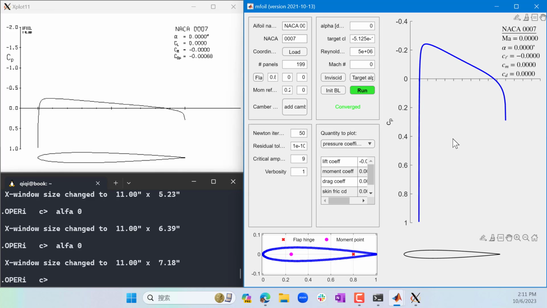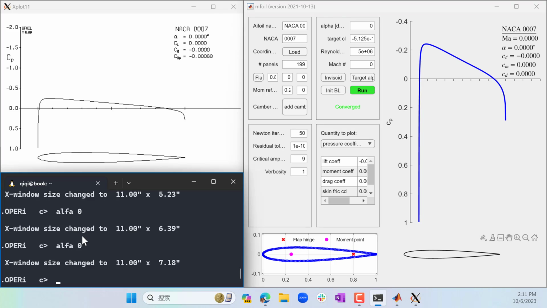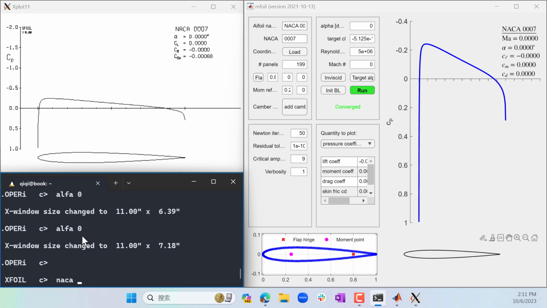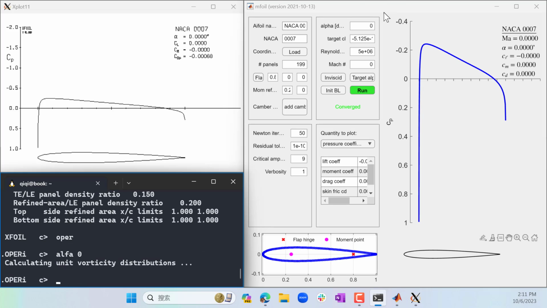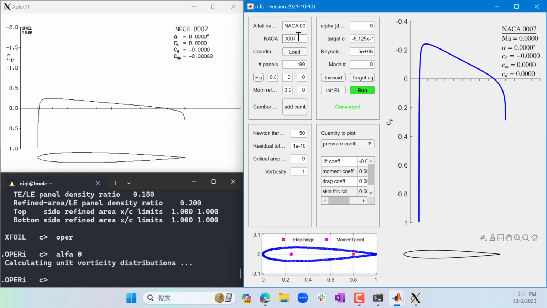All right. So no matter Xfoil or Mfoil, let's use a NACA 0007 airfoil to get started. In Xfoil, just type NACA 007 and go to upper and alpha 0. In Mfoil, you put 007 over here, and alpha equal to 0, and click run. You should get the same pressure distribution. This plot and this plot should be exactly the same. They are just having different aspect ratios.